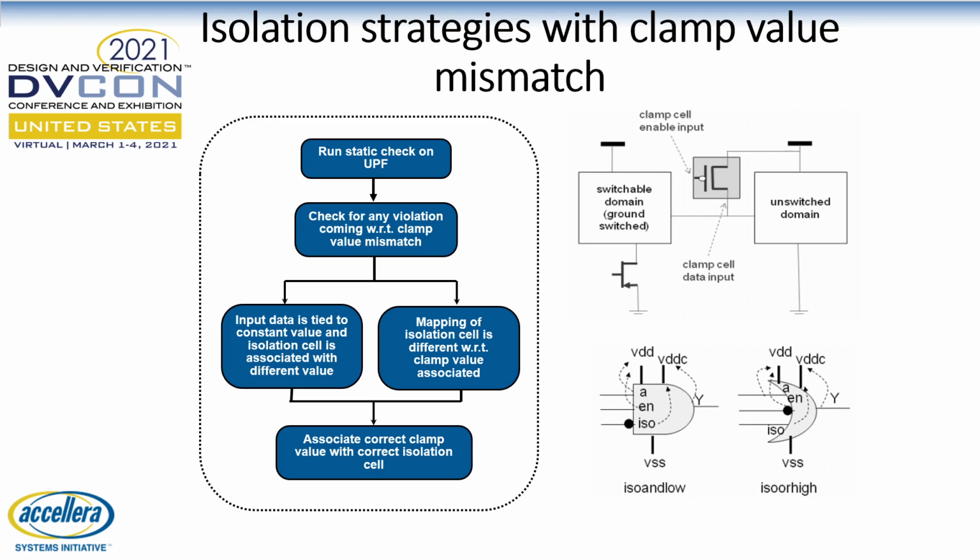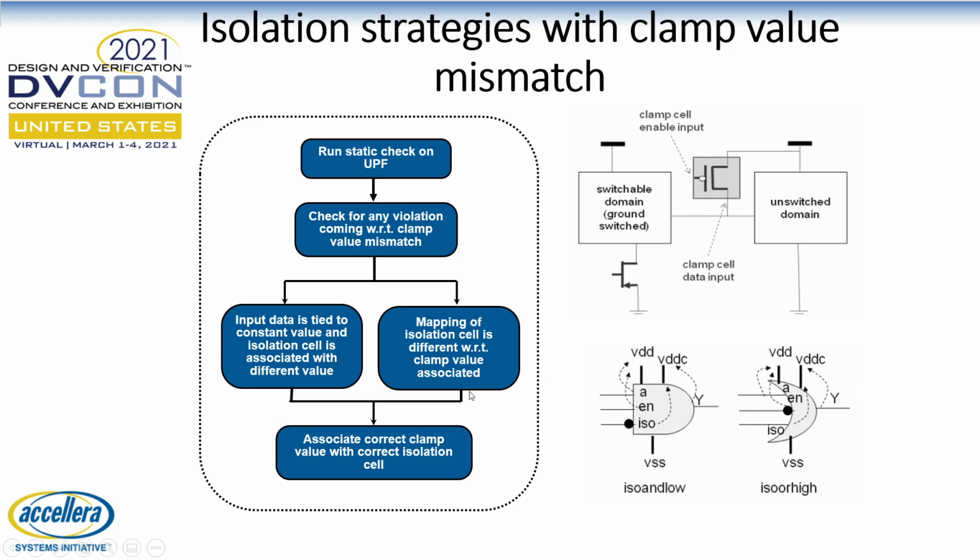The other scenario which we took care of while writing the isolation strategy is the mapping of the cell associated with the clamp value. So there may be a mistake while we are using an OR or an AND type of isolation cell and we are associating it with 0 or 1. So if I'm using an OR cell and associating it with clamp value 0, or if I'm using an AND cell and associating it with clamp value 1, then in that case also there will be a clamp value mismatch and it can cause a high current condition producing unpredictable behavior.